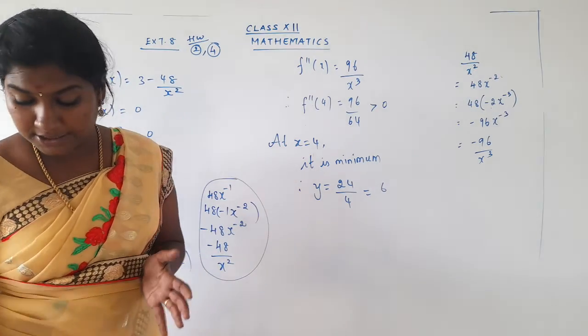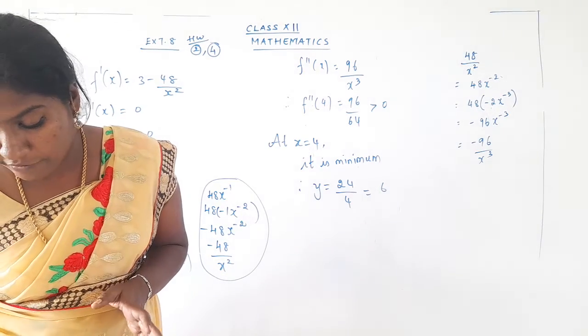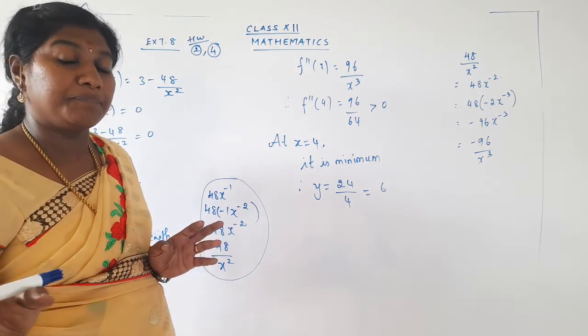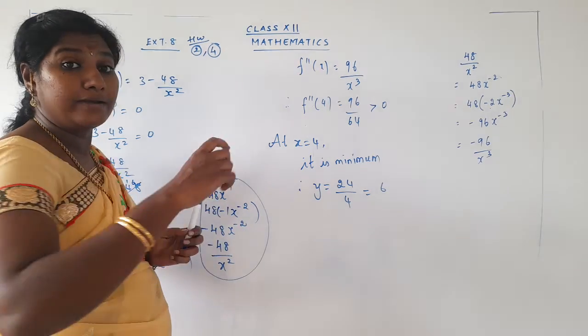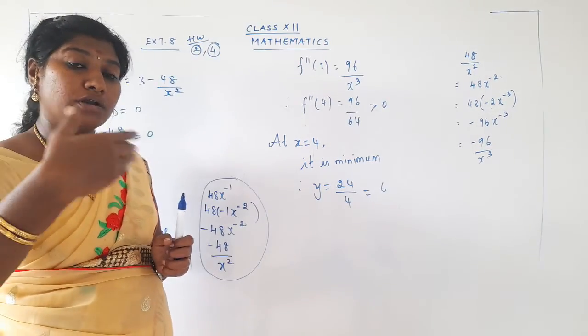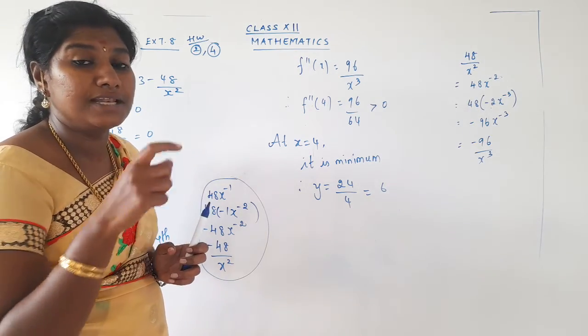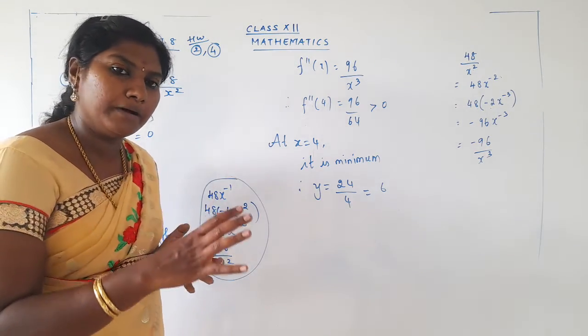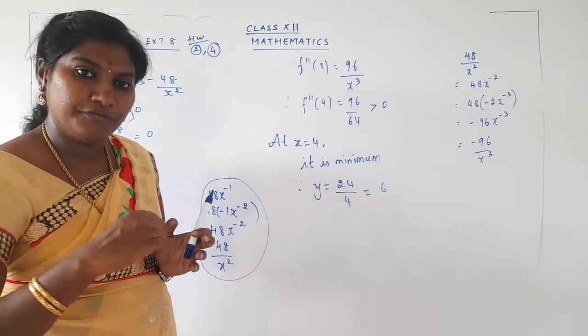Now, what is the question here? The question says that you have to find out the dimensions of the page so that the area of the paper used is minimum. Dimension of the page means I have to find out the dimension. I don't want the value for x and y. x and y was the length and the breadth of the printed paper. But I don't want the length and breadth of the printed paper. I want the length and breadth of the full page.